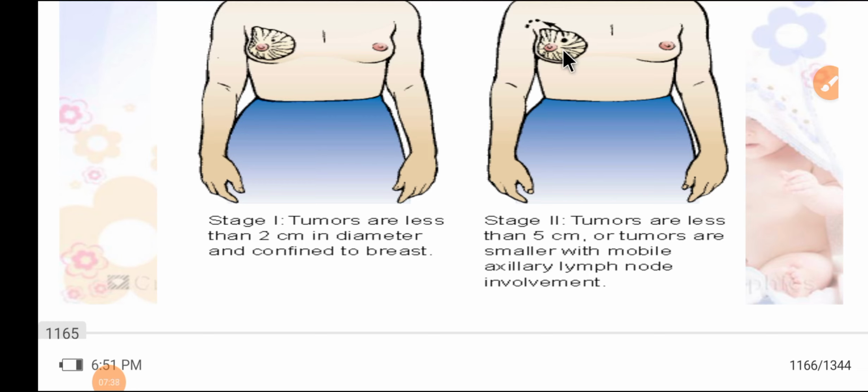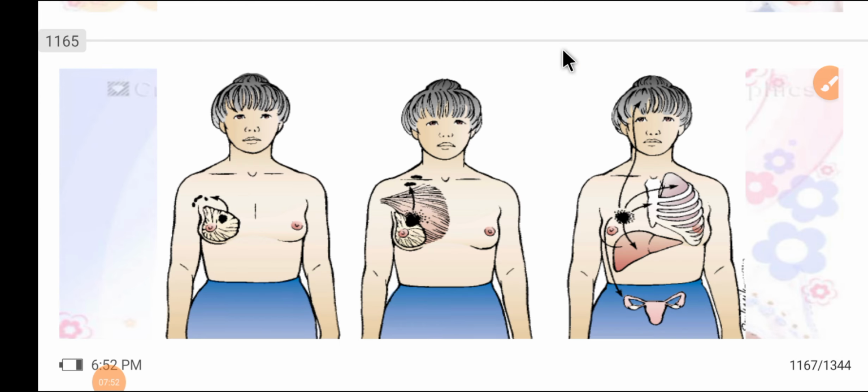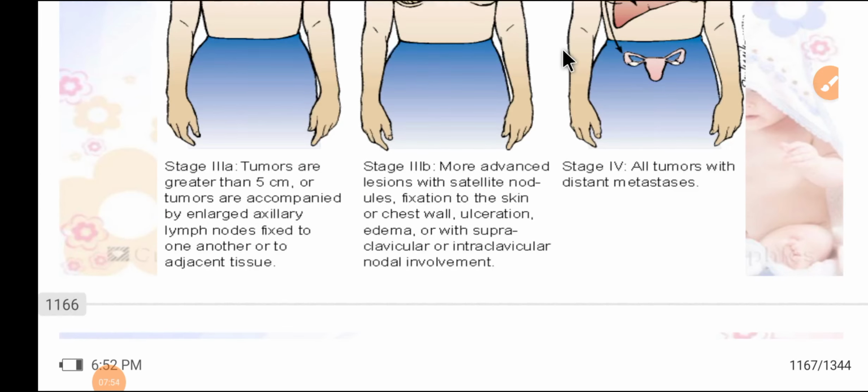Stage 1 tumors are less than 2 cm in diameter and confined to the breast. Stage 2 tumors are less than 5 cm, or tumors are smaller with mobile axillary lymph node involvement. Stage 3 tumors are greater than 5 cm, or tumors are accompanied by enlarged axillary lymph nodes fixed to one another or to adjacent tissue.